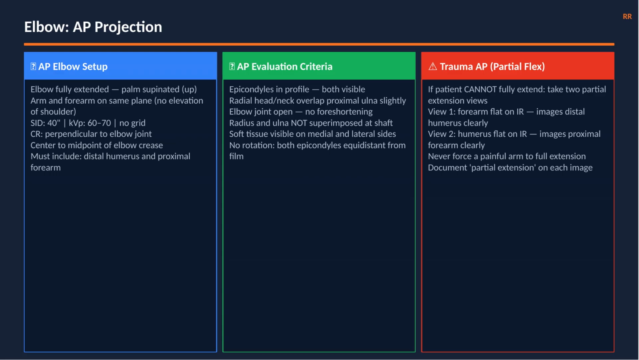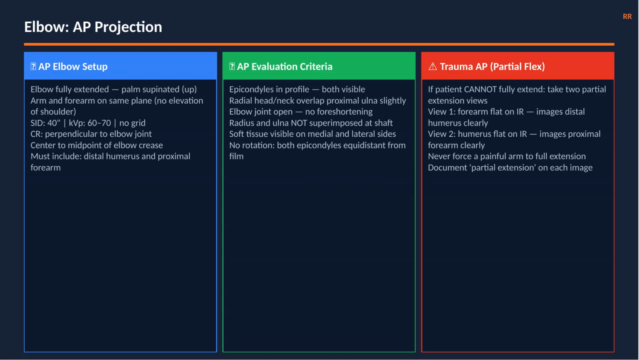SID 40 inches. kVp 60-70. CR perpendicular, centered to the elbow joint midpoint. Must include distal humerus and proximal forearm.